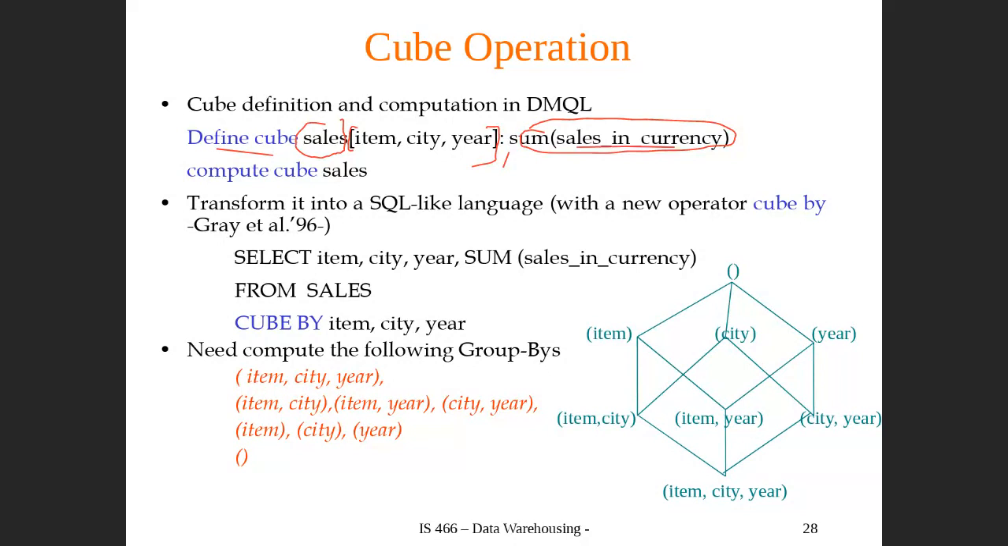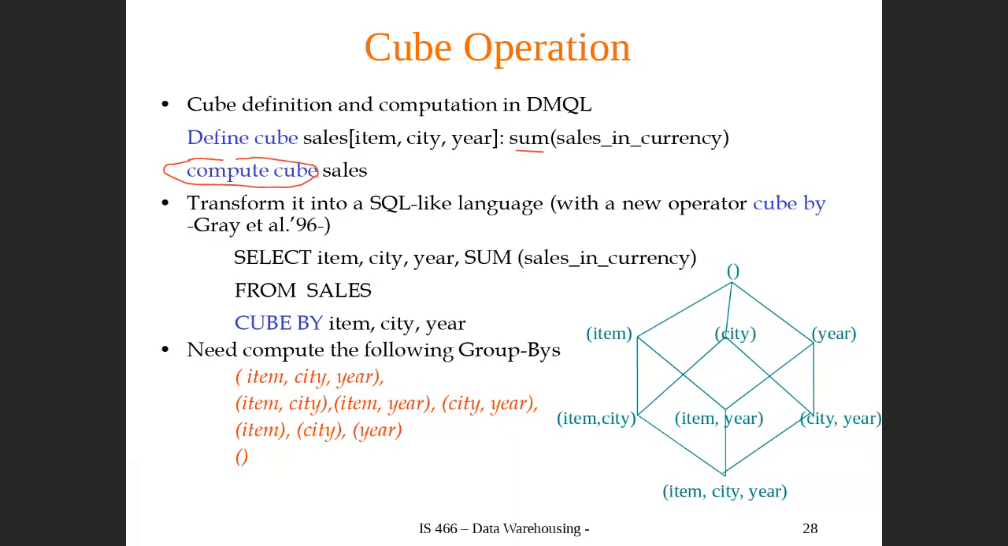Sum sale in the currency means the sum of all of the sales, or the average sale, minimum sale, maximum sale, or number of items sold. So we can use different statistical functions: sum, minimum, maximum, etc. Then compute cube sale. Another operator in the DMQL is compute cube sale.